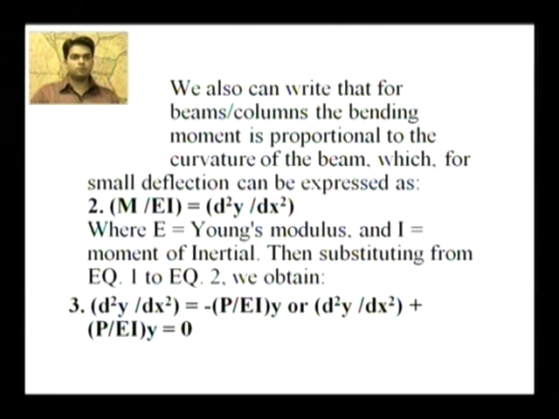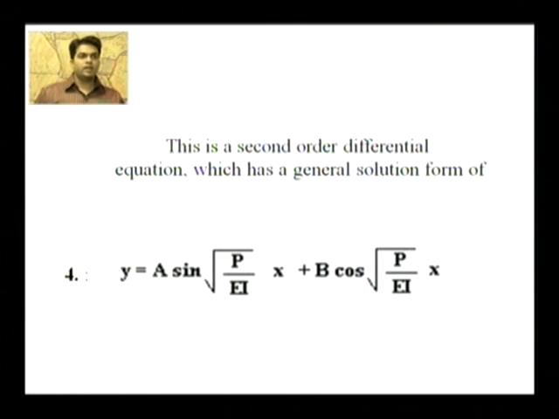Substituting M equal to minus Py in this equation 2, we obtain d2y by dx square is equal to minus P by EI y, or d2y by dx square plus P by EI multiplied by y is equal to 0. This is a second order differential equation which has a general solution of the form y is equal to A sine under the root P by EI multiplied by x plus B cosine under the root P by EI multiplied by x.